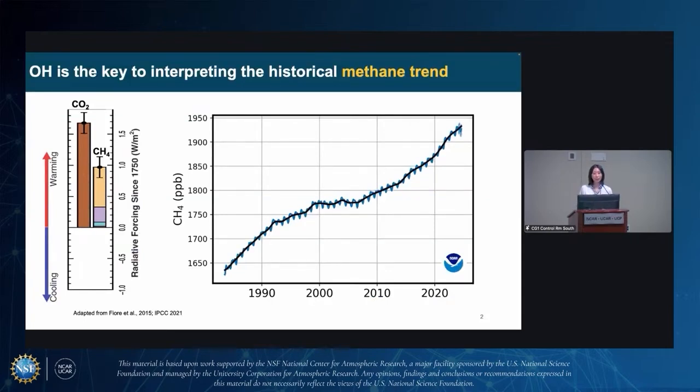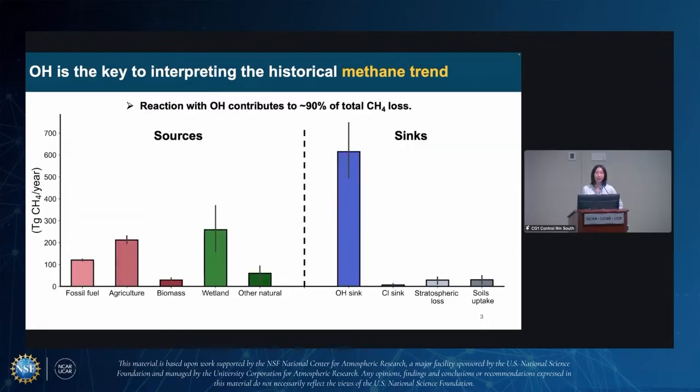So we'll also focus on this mystery of interpreting the historical methane trends, given that methane is a potent greenhouse gas that's second only to carbon dioxide. However, compared to the methane sources, the methane sink is pretty much dominated by the reaction with the hydroxyl radical, or OH. The reaction with OH alone accounts for approximately 90% of the total methane loss. Therefore, interpreting the historical methane trend is not possible without a constraint on OH itself.